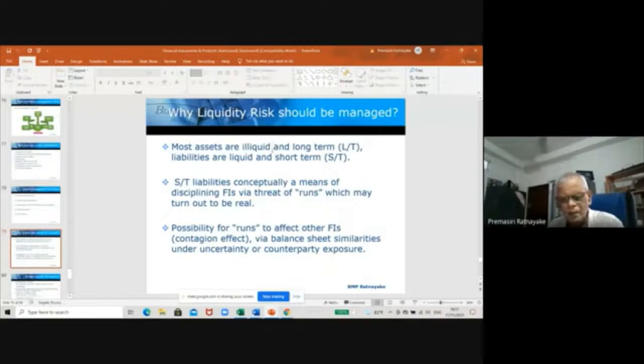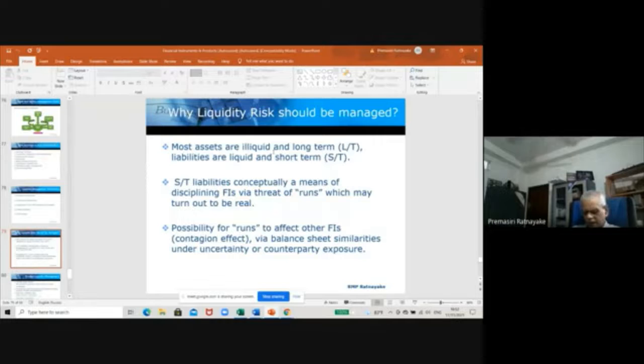But the liabilities, the savings and current account deposits, are technically on demand, and could be withdrawn at any moment by the depositor. Even in the case of fixed deposits, 1 year, 2 year, 5 year fixed deposits, depositors have the right to come and ask for premature withdrawals. Although the contractual obligation is to keep the deposit until maturity, the customer could appear at the counter, cite various reasons, and ask for his money back prematurely.